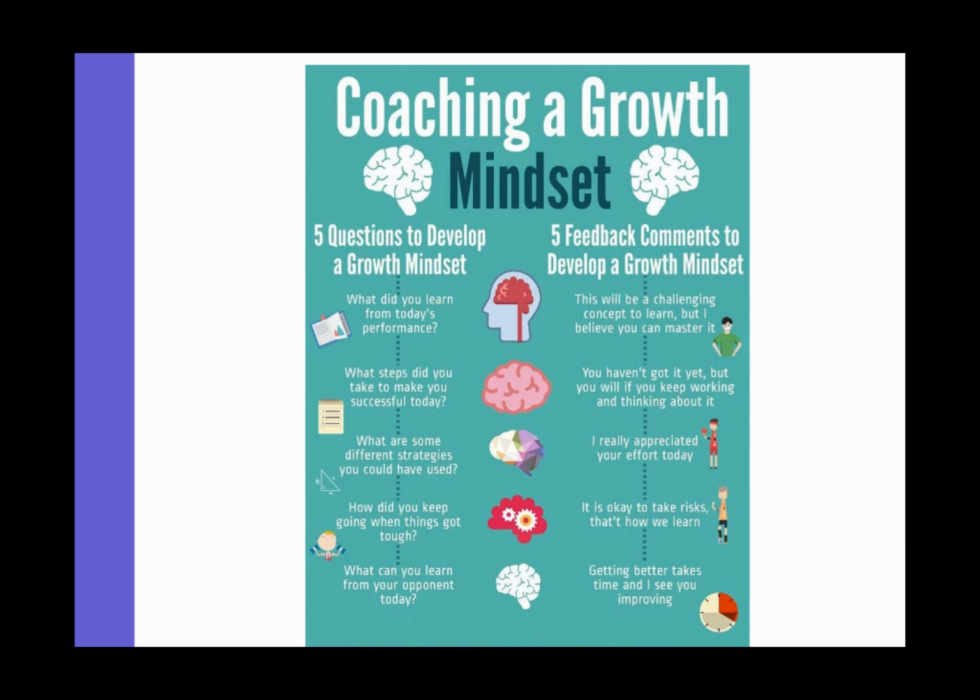Did you learn that you shouldn't do it that way? When you keep doing the same thing over and over again and it's not working for you, then you're not doing it right. Rethink it. What steps did you take to make you successful today? When it does work, examine what you did differently that makes you successful. What are some different strategies you could have used? When you're not successful, what could we have done differently? How did you keep going when things got tough?